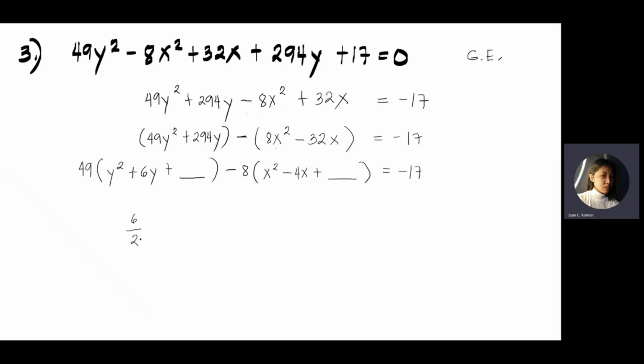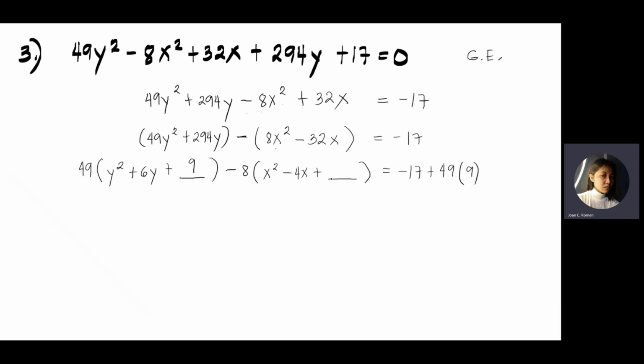So 6 divided by 2 is 3, raised to 2 is 9. So the third term is equal to 9. Okay? So kung ano ang ginawa sa kabila, gagawin din po sa kabilang side. But this time, nag-factor out tayo ng 49. Ibig sabihin, yung i-add natin sa kabila ay 49 multiplied by the third term, which is 9.